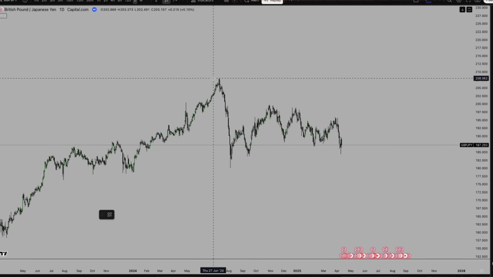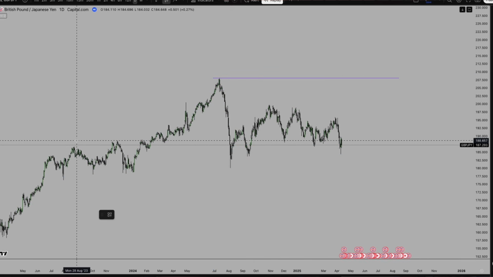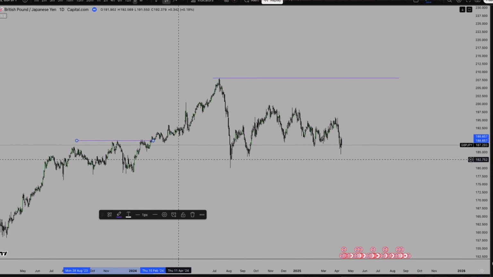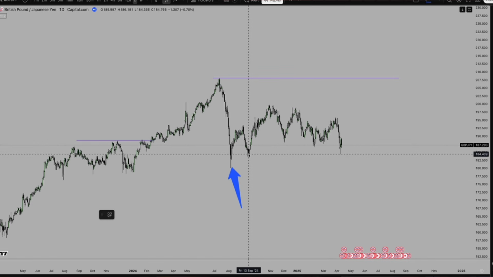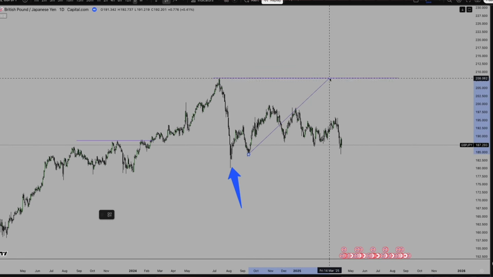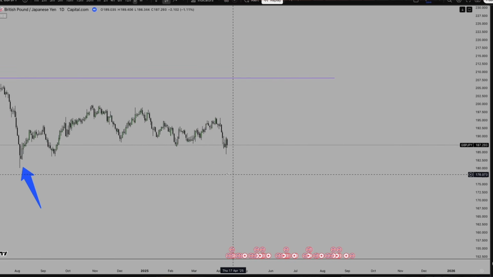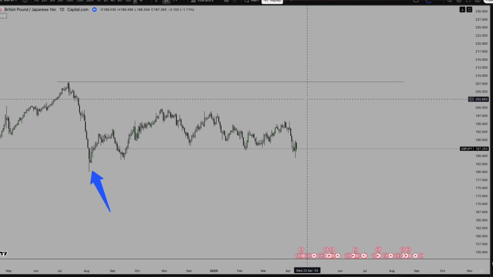I'm going to simply target this high because we've broken structure to the upside here. We've had a retracement here, and we are trying to rally up to this particular point. So this is where I start looking for buying opportunity to take this market up.